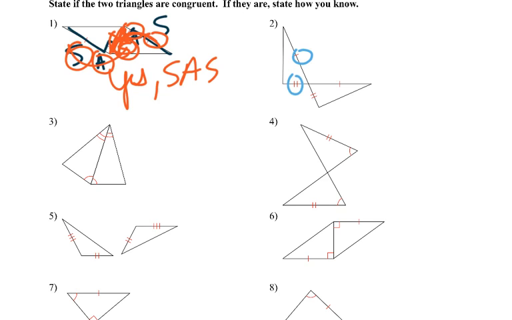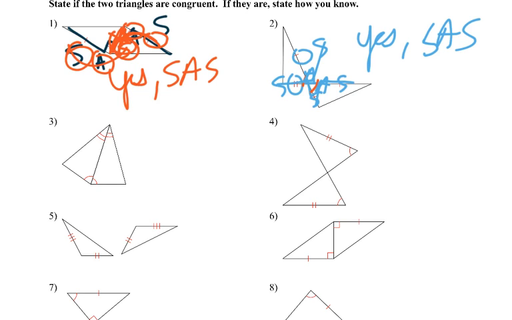So I know I've got two sides here. Do I have another side? Nope. Do I have an angle? Not that I can see, but I've got that vertical angle, which tells me those two angles are congruent. So yeah, I do have an angle. So side, angle, side, side, angle, side. So yes, by side, angle, side. These ones are congruent as well.